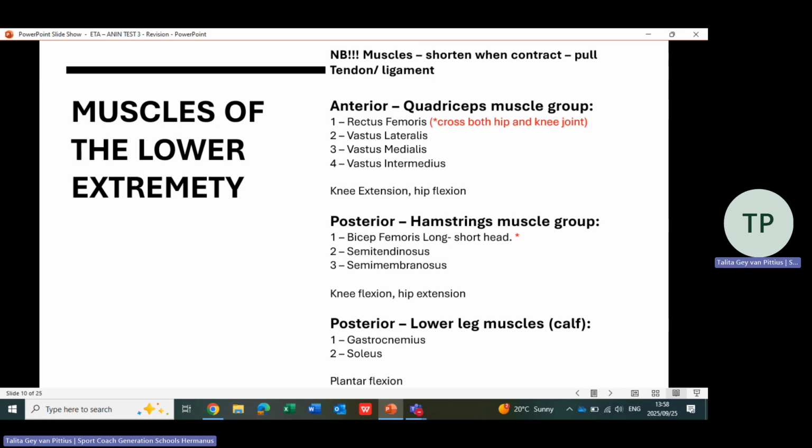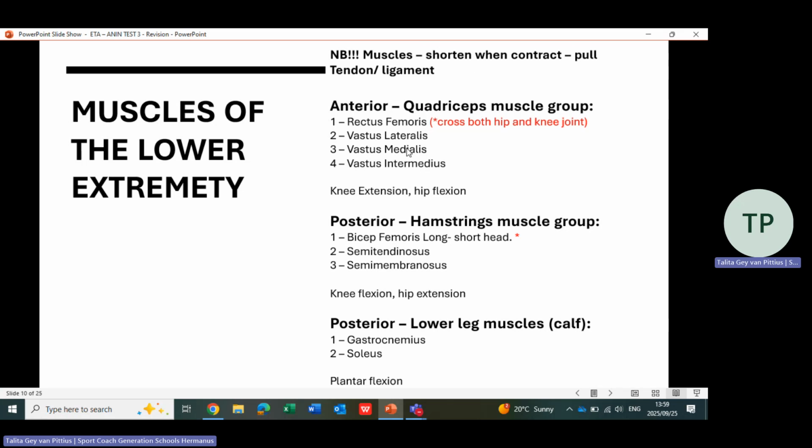All right, you also need to know, very important, that when muscles shorten, they contract. When they contract, they shorten. So they are pulling on a tendon that attaches onto your bone. So it's important to know tendons attach muscle to bone, and you need to know what ligaments are. Ligaments attach bone to bone. So you need to know the difference between the two, tendon and a ligament.